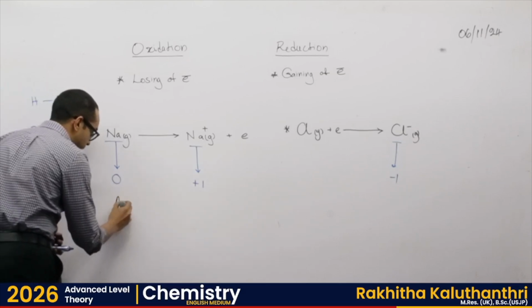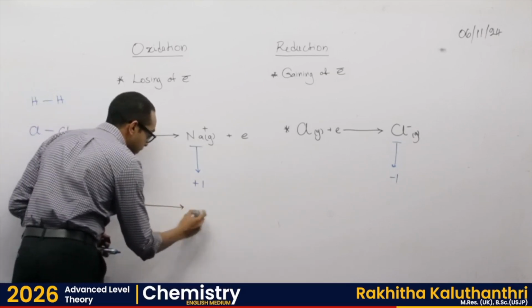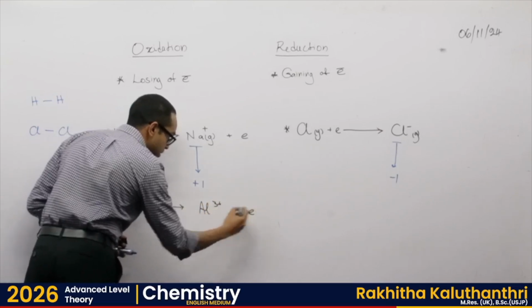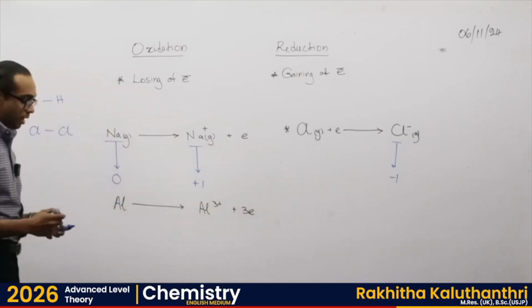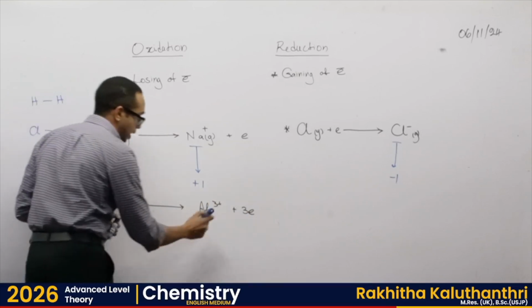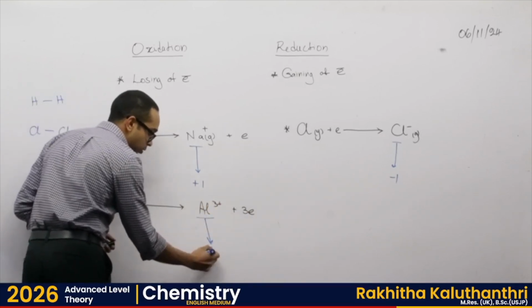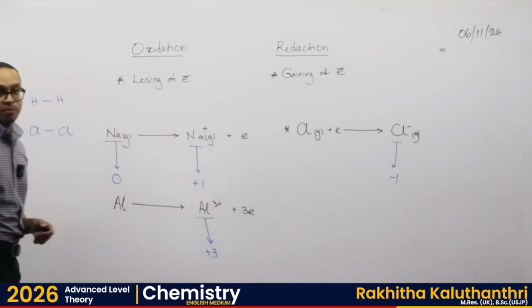Now if you are talking about aluminium, aluminium turns into aluminium 3 plus, releasing 3 electrons. So therefore, what is the charge of this aluminium? It is +3. Oxidation state is also +3.